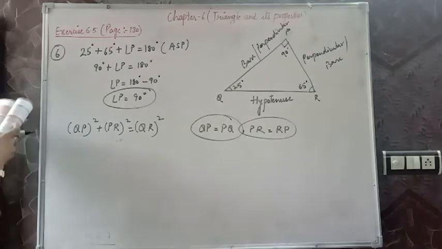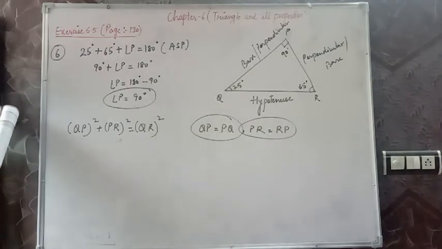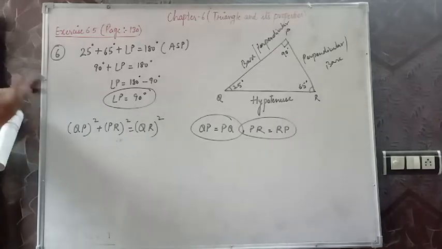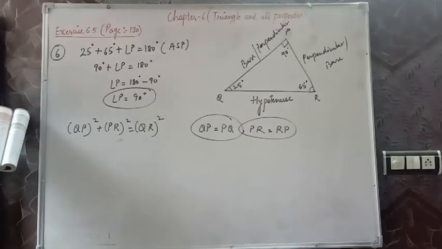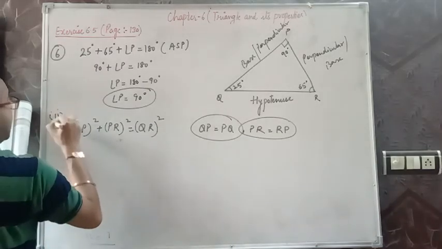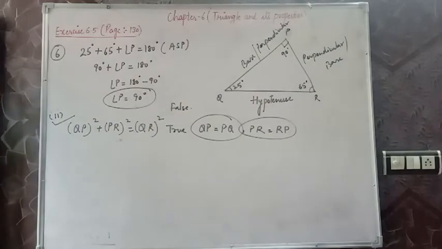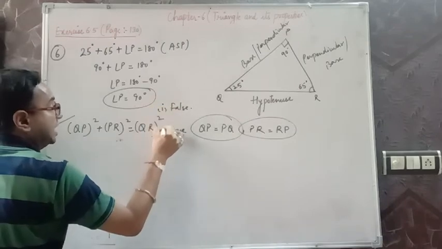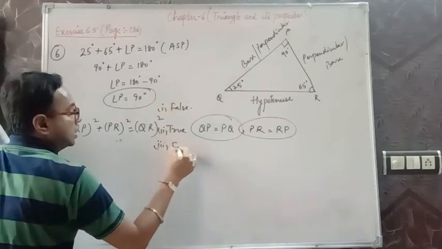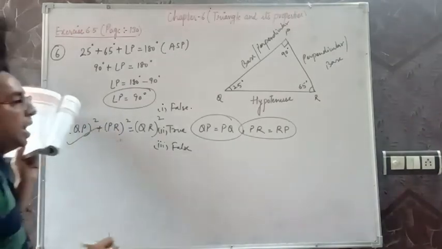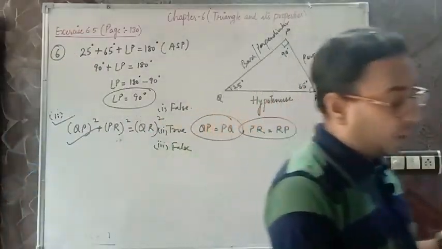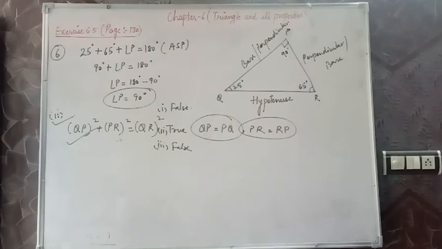Clear? So option A is wrong because it is saying PQ square plus hypotenuse. How can base plus hypotenuse be perpendicular? No way. Second, PQ square plus PR square is equal to QR square. Yes, the second option is absolutely correct. Second is true, first is false. Third, again wrong: perpendicular square plus hypotenuse square equal to base square is not possible. So first is false, second is true, third is also false. So what is the right answer? PQ square plus PR square is equal to QR square. Are we clear? Nice question.